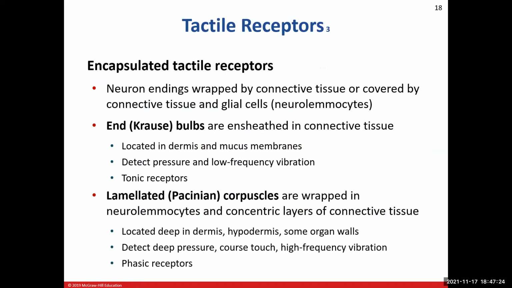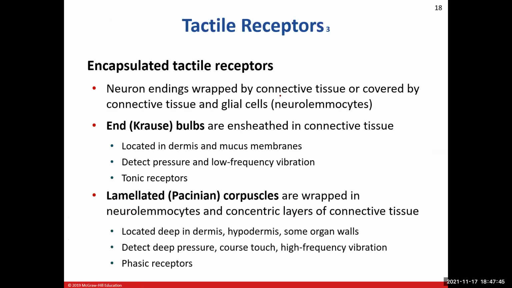So that's the unencapsulated tactile receptors. Let's take a peek here at the encapsulated tactile receptors. Encapsulated is exactly what you would think it would be. The nerve endings are going to be covered by something. And so there's a choice.